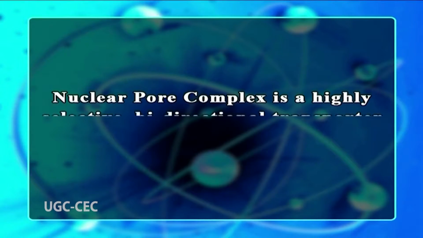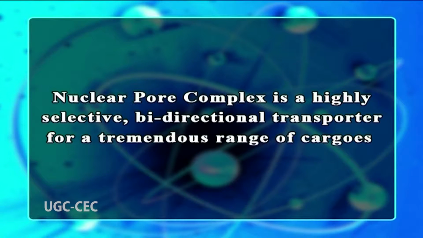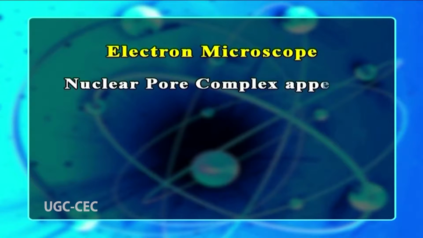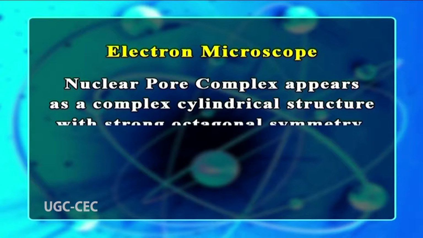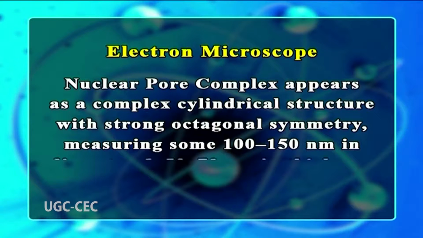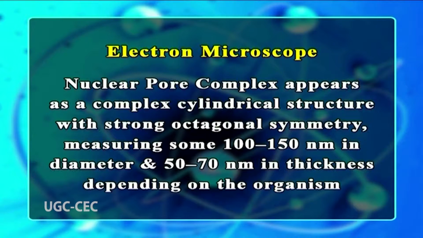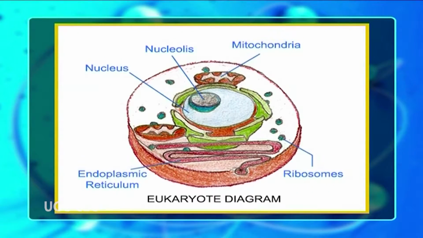The nuclear pore complex is a highly selective bidirectional transporter for a tremendous range of cargoes. In the electron microscope, the nuclear pore complex appears as a complex cylindrical structure with strong octagonal symmetry, measuring some 100 to 150 nanometers in diameter and 50 to 70 nanometers in thickness, depending on the organism. This overall appearance seems broadly conserved throughout all the eukaryotes.